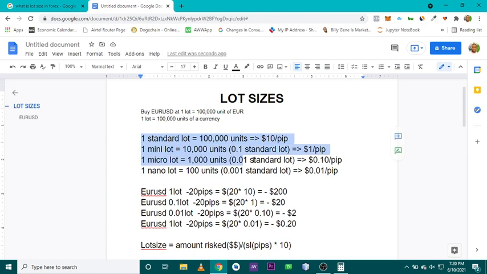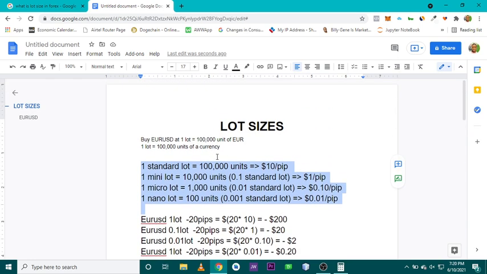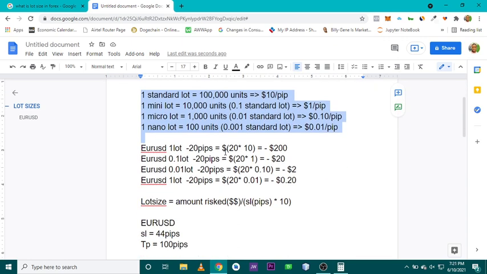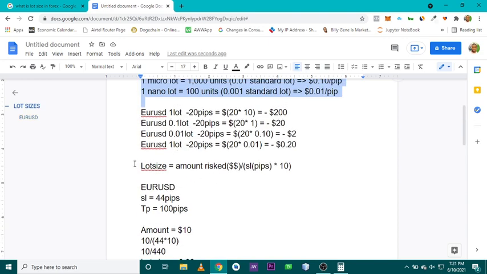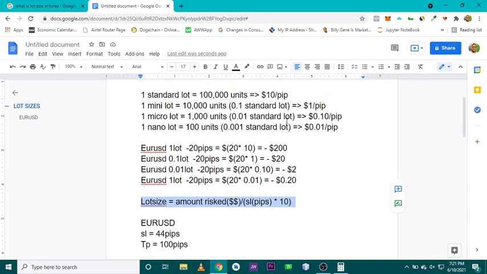This all means the pip value of whatever you're getting. When I started trading forex, I didn't really understand this lot size at all. Even up to now I don't understand it very well, but I was still able to get my way around it by using this formula. I was able to just make use of this and not wrap my head around the math. I call it trash because I don't like math.